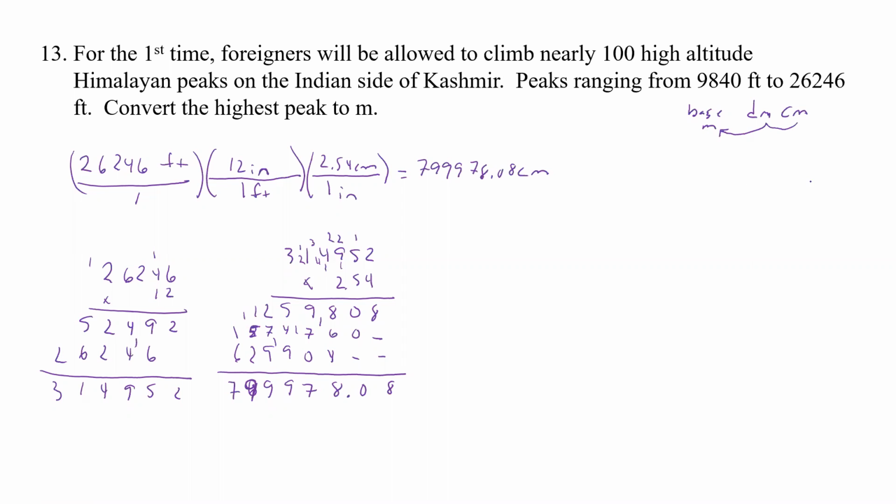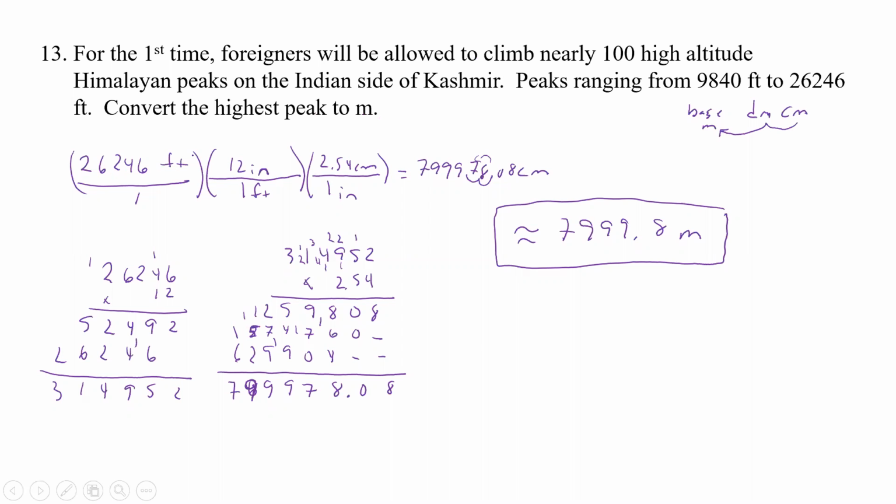All right, and so that is 8.08 centimeters. And we move to the left 2, 1, 2. So that gives us an approximate 7,999. And then point, and if we round that up to a tenth, then that's going to be a 0.8 meters. Okay. And so that would be the height of the highest peak there in meters, converting from the 26,246 feet.